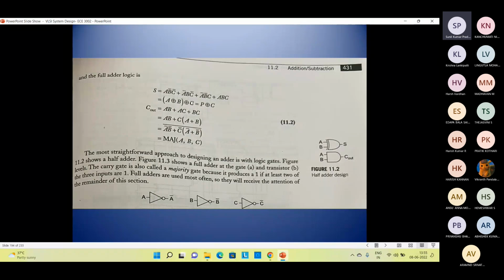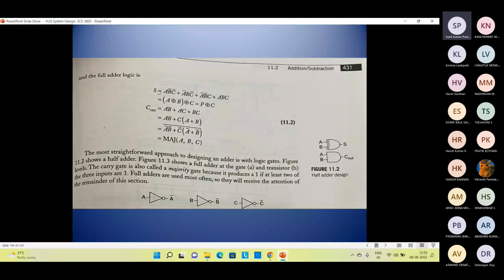Now we can generalize this if we define it in terms of XOR operation. So it will be A XOR B XOR C. Now A XOR B is nothing but propagate, that is P. Then P XOR C. So this is actually the sum.